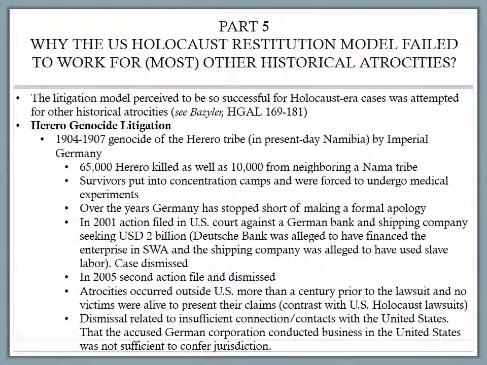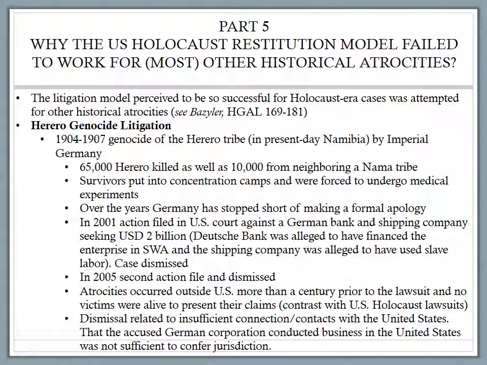Survivors were put in concentration camps, and medical experiments were performed on them as well. Looking, fast forwarding closer to the present day, over the years, Germany has stopped short of making a formal apology. And in 2001, an action was filed in a US court against a German bank and a shipping company seeking $2 billion US dollars in compensation.